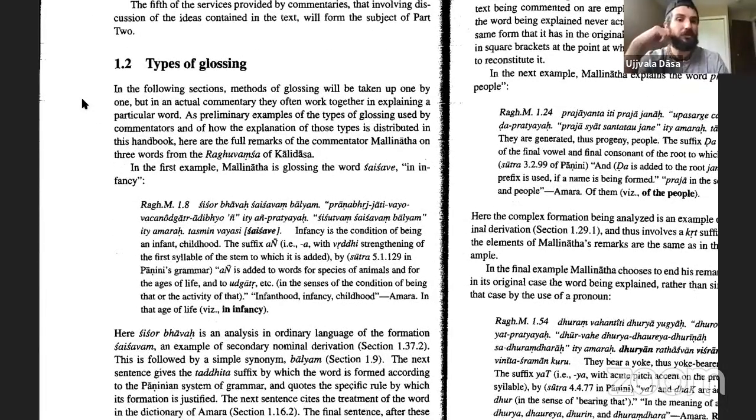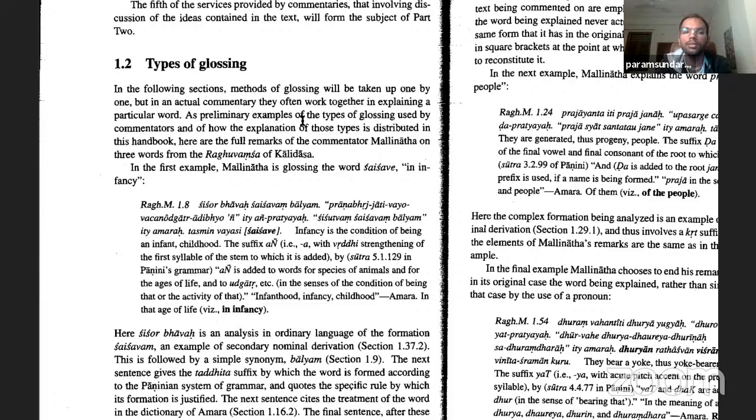Types of glossing. In the following sections, methods of glossing will be taken up one by one, but in an actual commentary, they often work together in explaining a particular word. So he's saying that you won't just see Padacheda done and then Padartokti done and then Vakya Yojana. You'll see all four of them done at the same time. We already know this because we're reading commentaries, but for somebody who's just getting into it, it's a little confusing because you see all four employed in the same place.